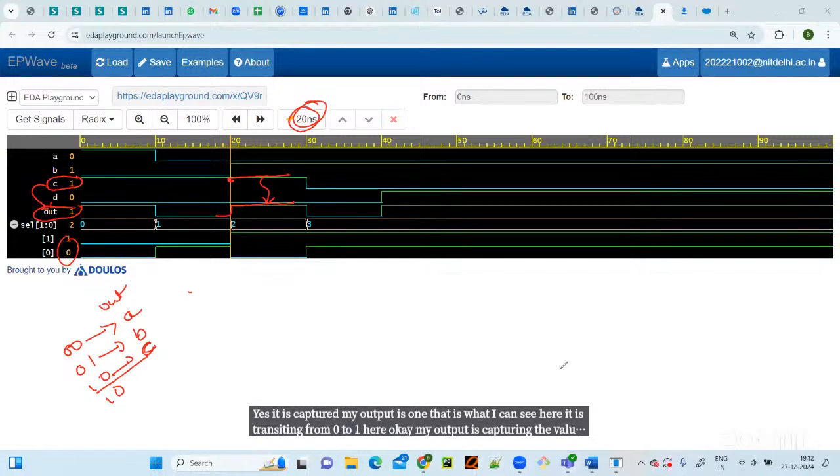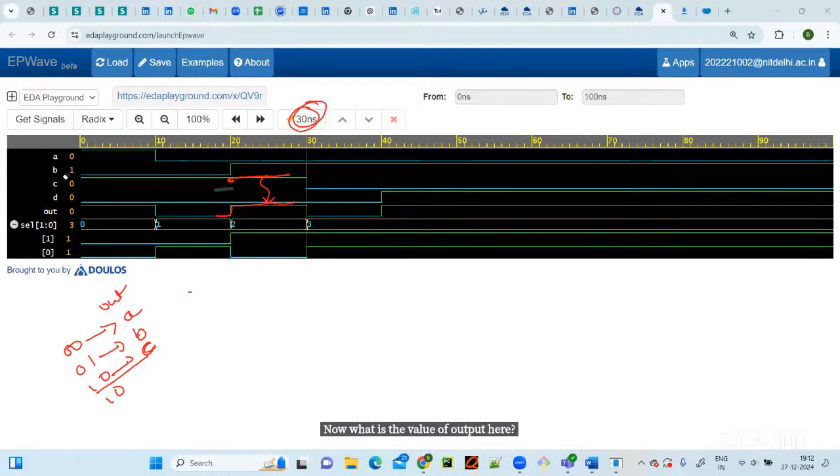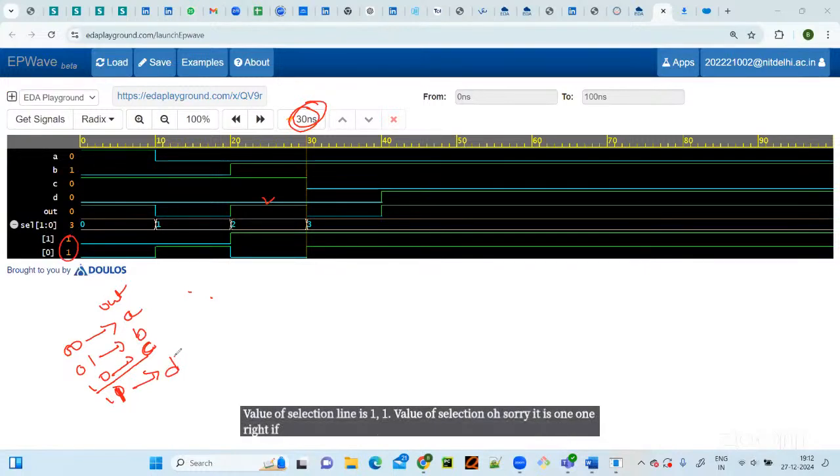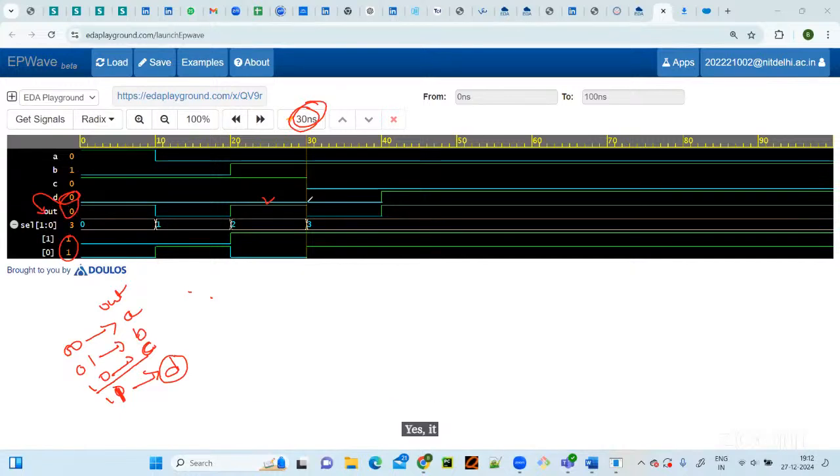Now let us go to the final observation point. What is the value of the selection line here? The value of the selection line is 1 1, right? If it is 1 1, what should be the output? The output should be D. Whatever value is there in D, the same value should be captured to the output. Is that captured or not? Yes, it is captured. In D I have a 0, and the same 0 is captured to my output also.